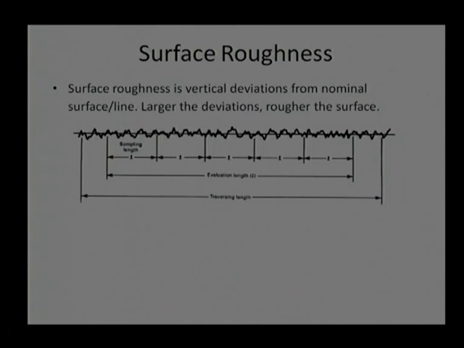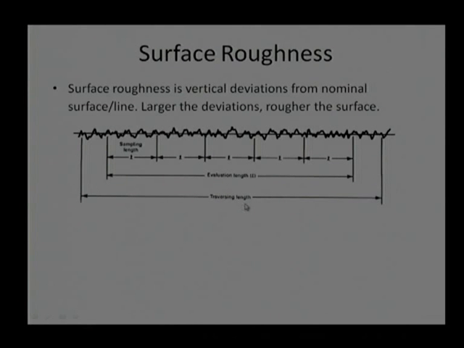If there is a larger magnitude of deviation, naturally the surface will be rougher. That is why this nominal line passes through almost the center, and these are the peaks and valleys. This amplitude shows the surface roughness. The larger the amplitude, the larger the roughness. To evaluate this surface roughness, we often use measuring equipment.